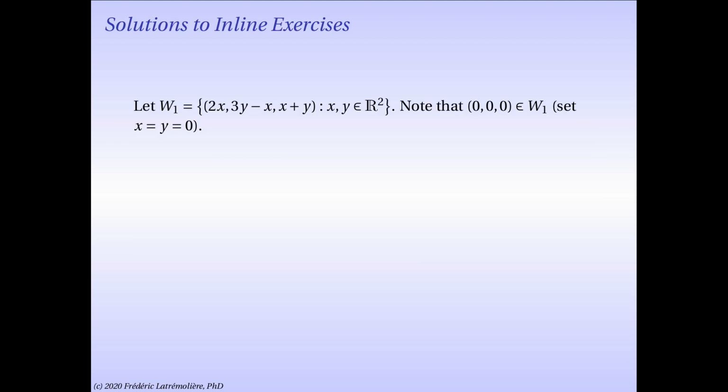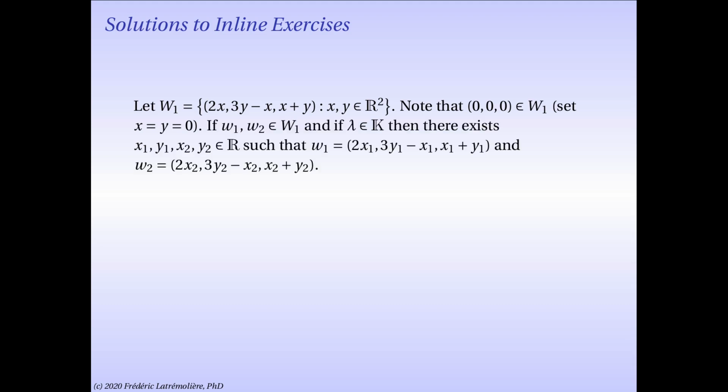Let's go over these first examples. W1 is defined as a sort of parametrized subspace. For any two x and y in R², we define an element of R³ as written here. The first thing we observe is that 0 actually belongs to W1. This is simply observed by setting x equals y equals 0 in this parametrization of our space.